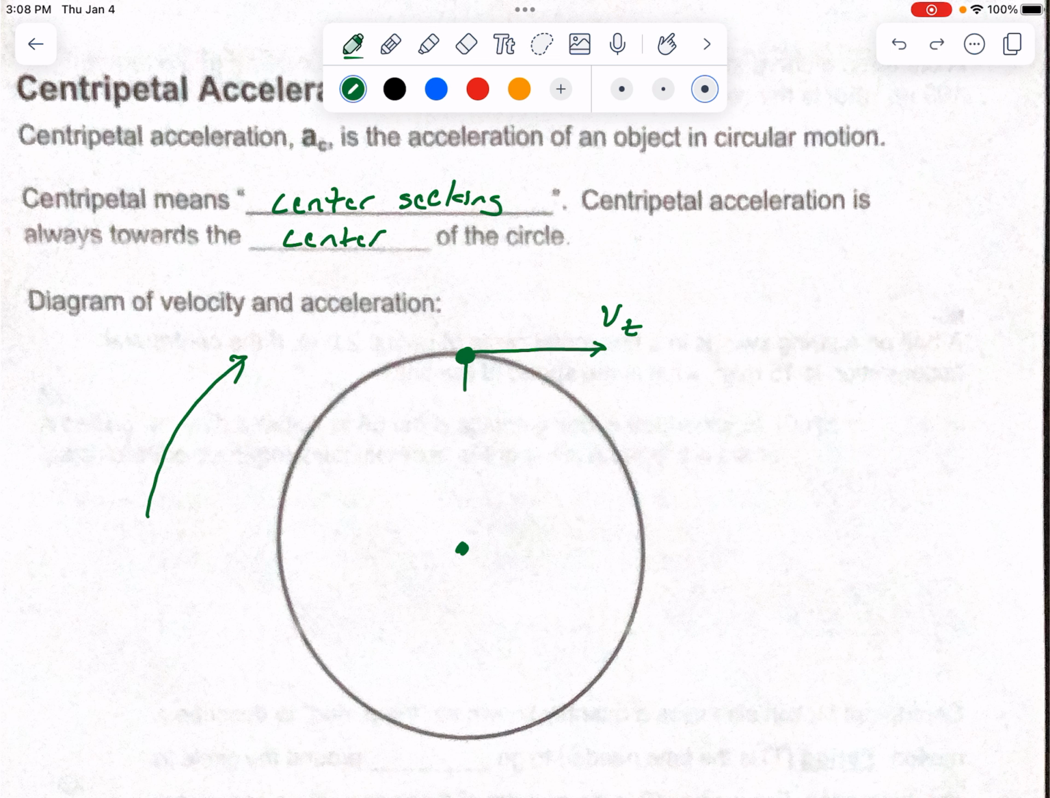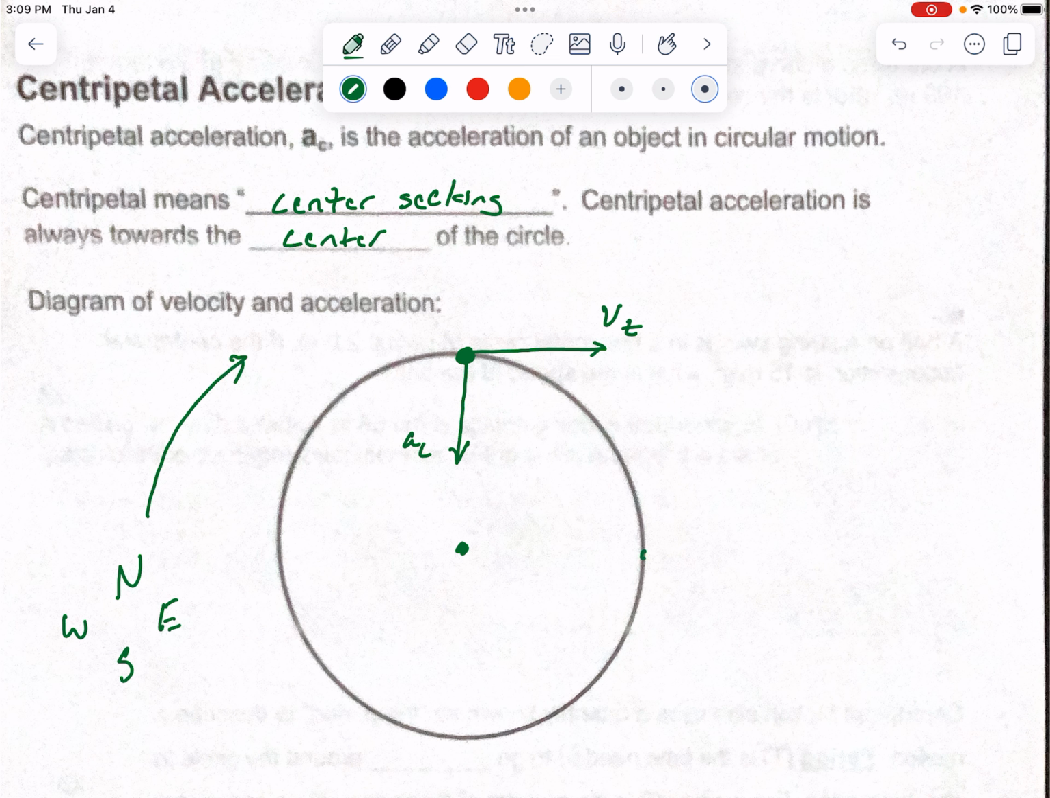Now your acceleration is always towards the center, no matter where you are. So we can bring directions back. Remember your north, south, west, east. If I asked you which way acceleration is pointing in this instance, you would say acceleration would be south and your velocity would be east.